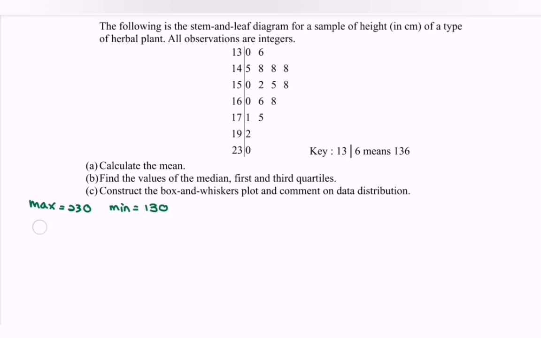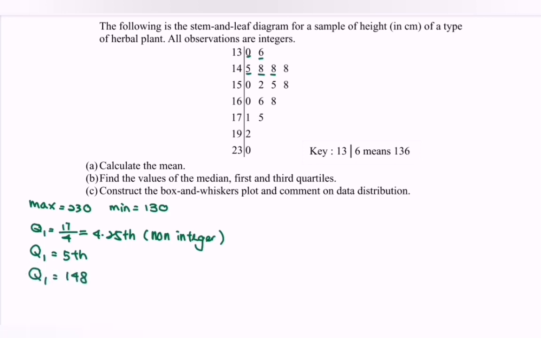So here we have the Q1, which is equals to the 17 over the 4. So we will have 4.25th. So it is a non-integer. So from here, if it's a non-integer, we have to round up. So the first quartile will be the fifth term. So kindly refers to the situation, first, second, third, fourth, and fifth. So the Q1 will be equals to 148.